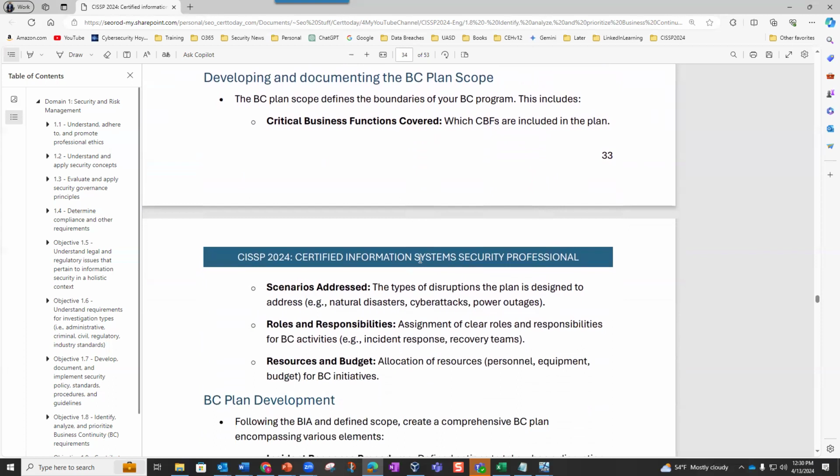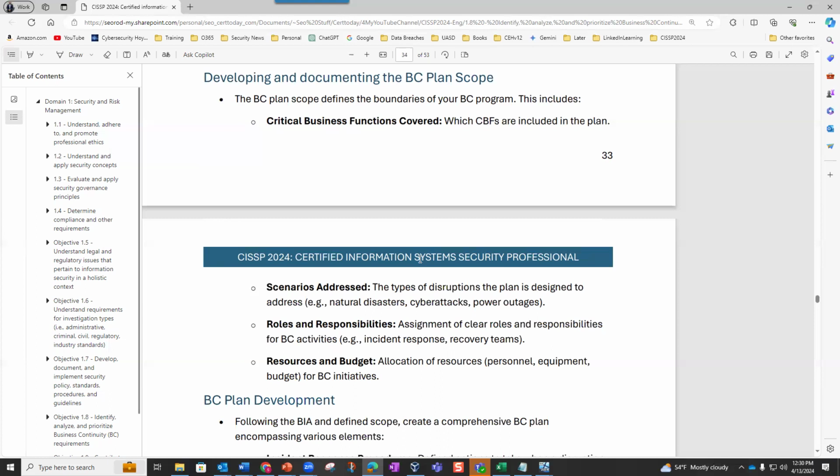Developing and documenting the BC plan scope. The BC plan scope defines the boundaries of the BC program, and this includes: 1, critical business functions covered, which CBFs are included in the plan. 2, scenarios addressed, the types of disruptions that the plan is designed to address. For example, natural disasters, cyber attacks, power outages.